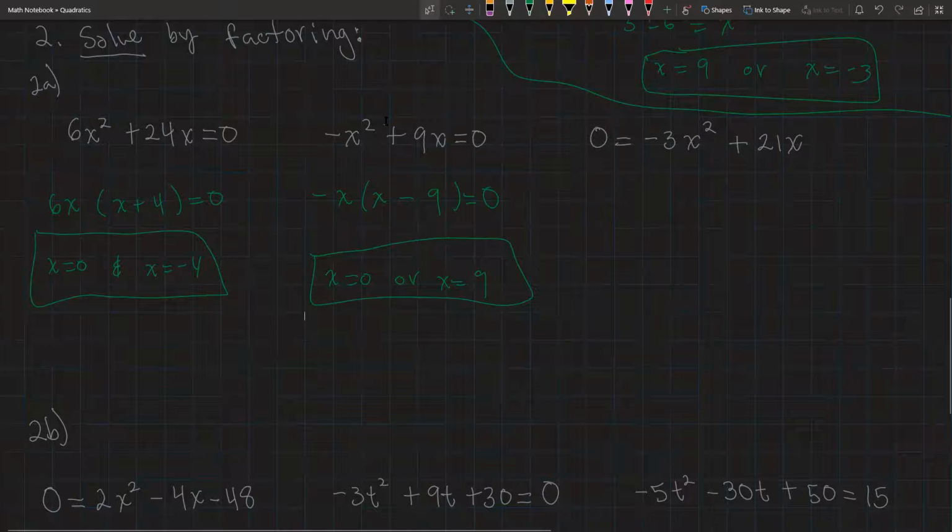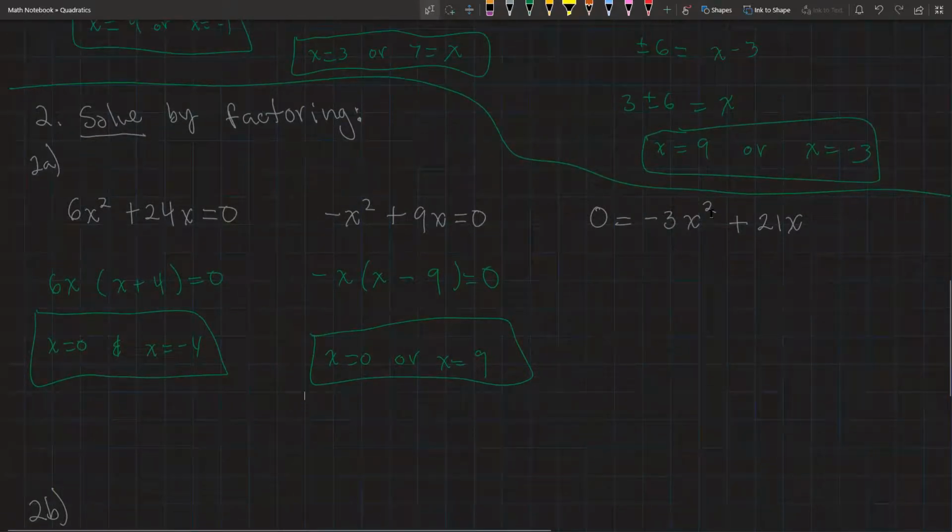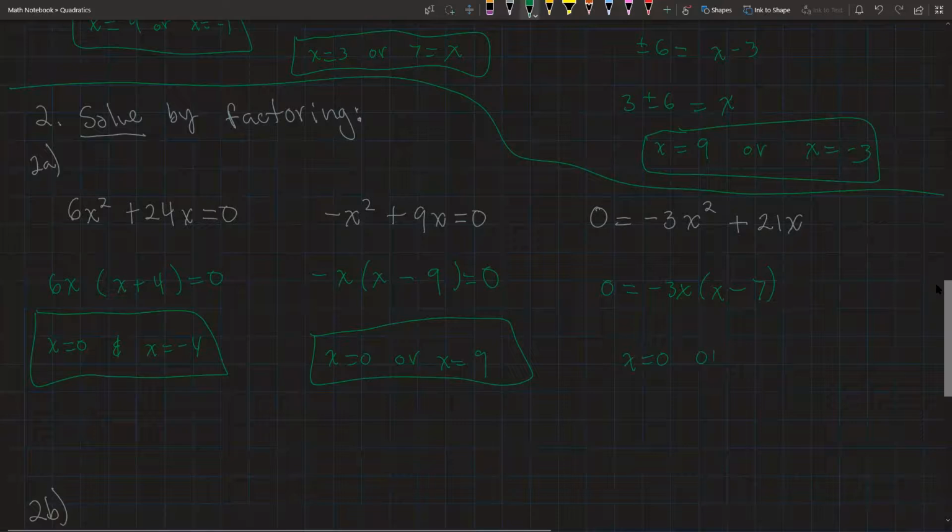But then they're not as boring as this usually. They have an a term or a stretch factor attached to it like this. So let's see what happens when that's the case. Especially if you see a negative, still factor that out as long as the GCF. So it's negative 3x now times x minus 7. And notice how this is very easy to solve now. We can say that either x equals 0 or x equals 7. Boom. Look at that. That's the power of factoring.